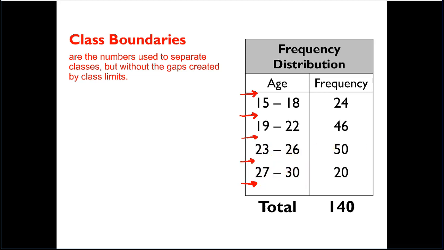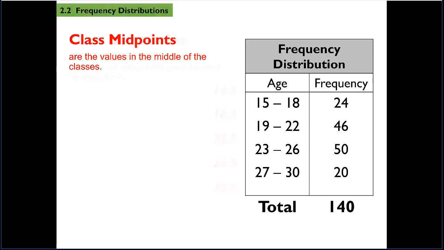All right, so again, we also need the one that starts it off and the one that caps it off. So in that fashion, the number before 15 would be 14.5. And then the number that caps it off is 30.5. Since this is the largest age in this case, 30.5 is the last class boundary. All right, so let's keep going.